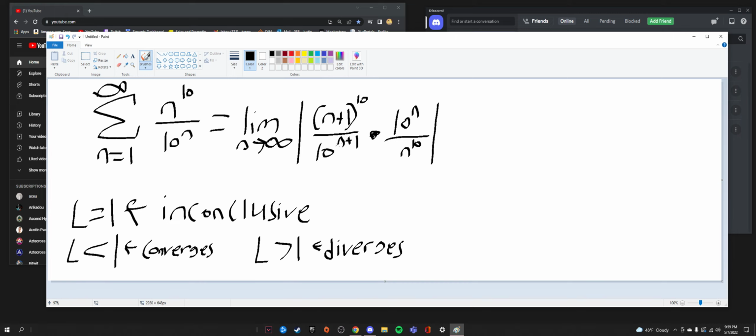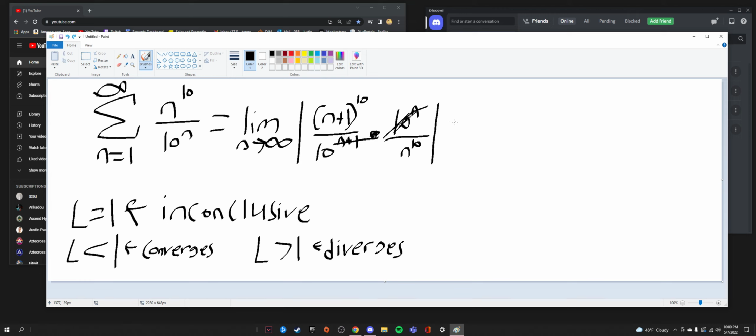Now, what happens is, the n and n plus 1 cancel out, and the 10 also cancels out, and what we're left with is 1 over 10, or just a 10 on the denominator. The reason for that is we're having n minus n plus 1, so we get a negative exponent, which in that case, instead of 10 to the negative first would be 1 over 10.